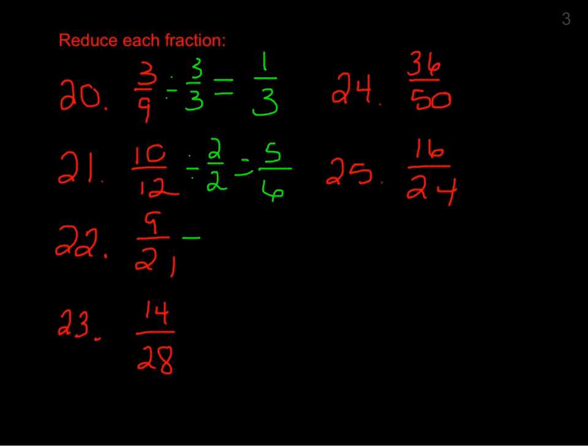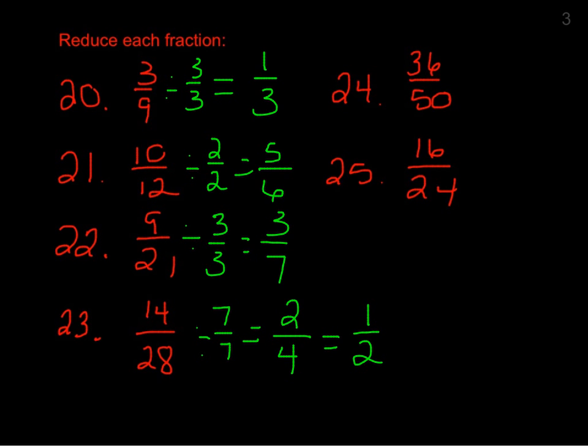On 22, the biggest thing that goes into 9 and 21 would be 3. So 9 divided by 3 is 3. 21 divided by 3 is 7, so you get 3 over 7. Looking at 23, you might not see the greatest common factor, but you might notice that 7 goes into both 14 and 28. So if you divide by 7, you get 14 divided by 7 is 2, and 28 divided by 7 is 4. Now if you look at that answer, you know 2/4 isn't reduced, so we can reduce that again to be 1/2.